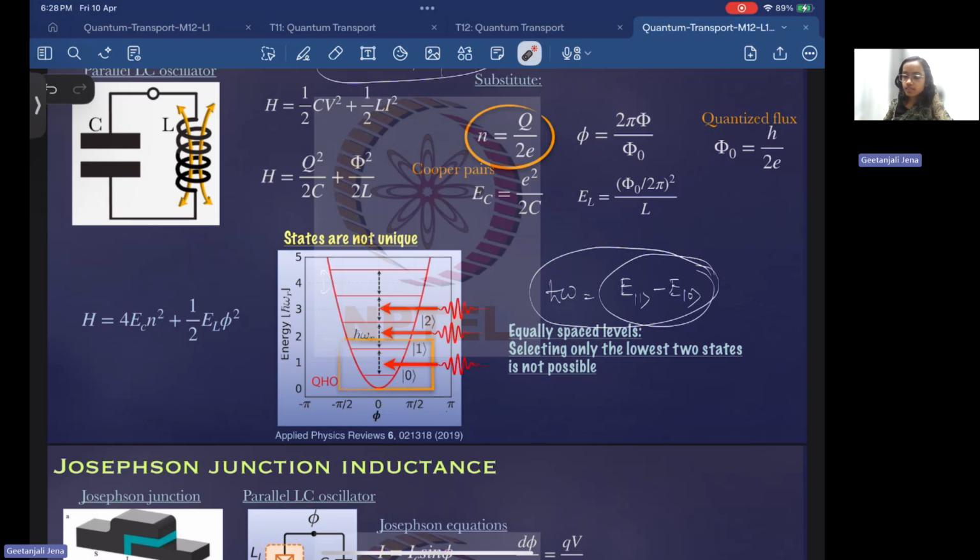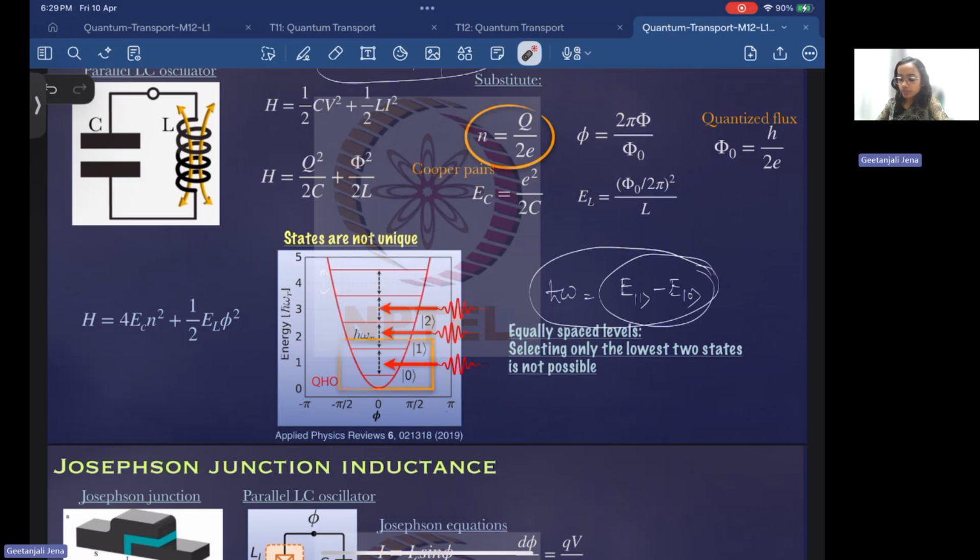So what does this say? This says that it's not possible to select only this 0 and 1 state. Whenever we incident a radiation, all the other states are also getting activated. And this is because of this parabolic confinement. It's not like we can see it everywhere. Only if we have parabolic confinement, we can see this issue.